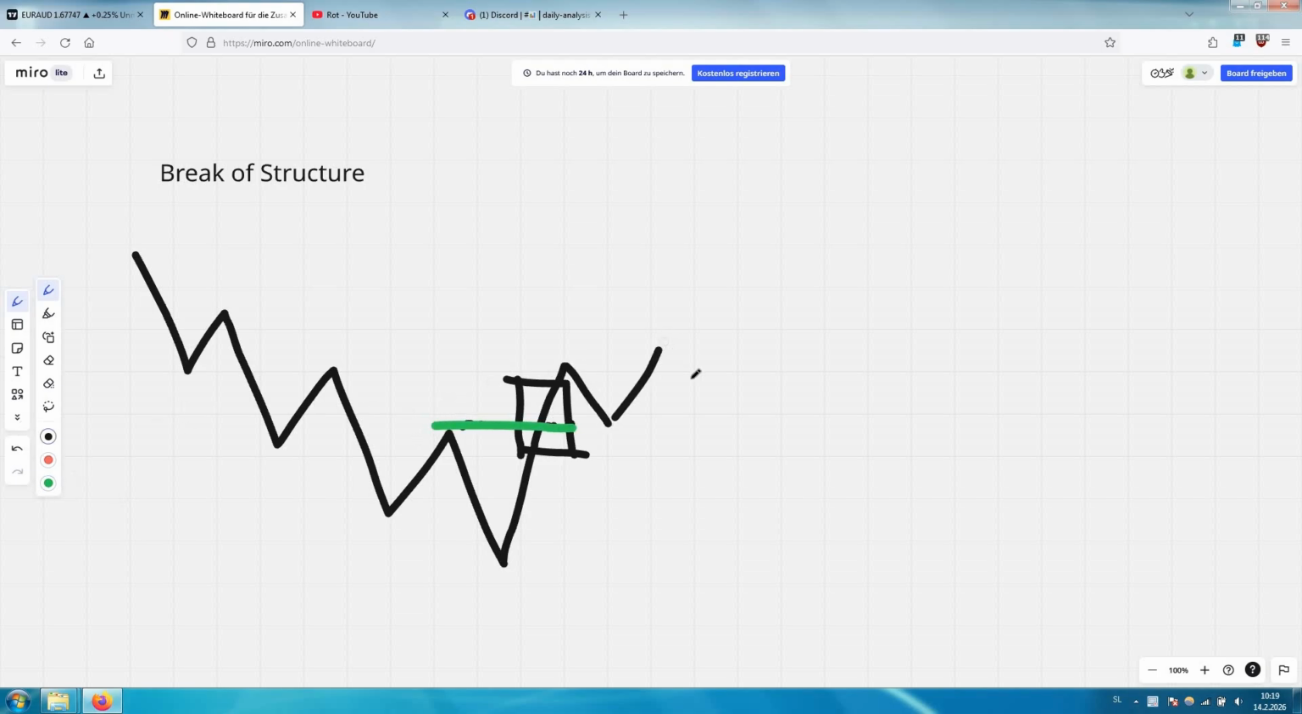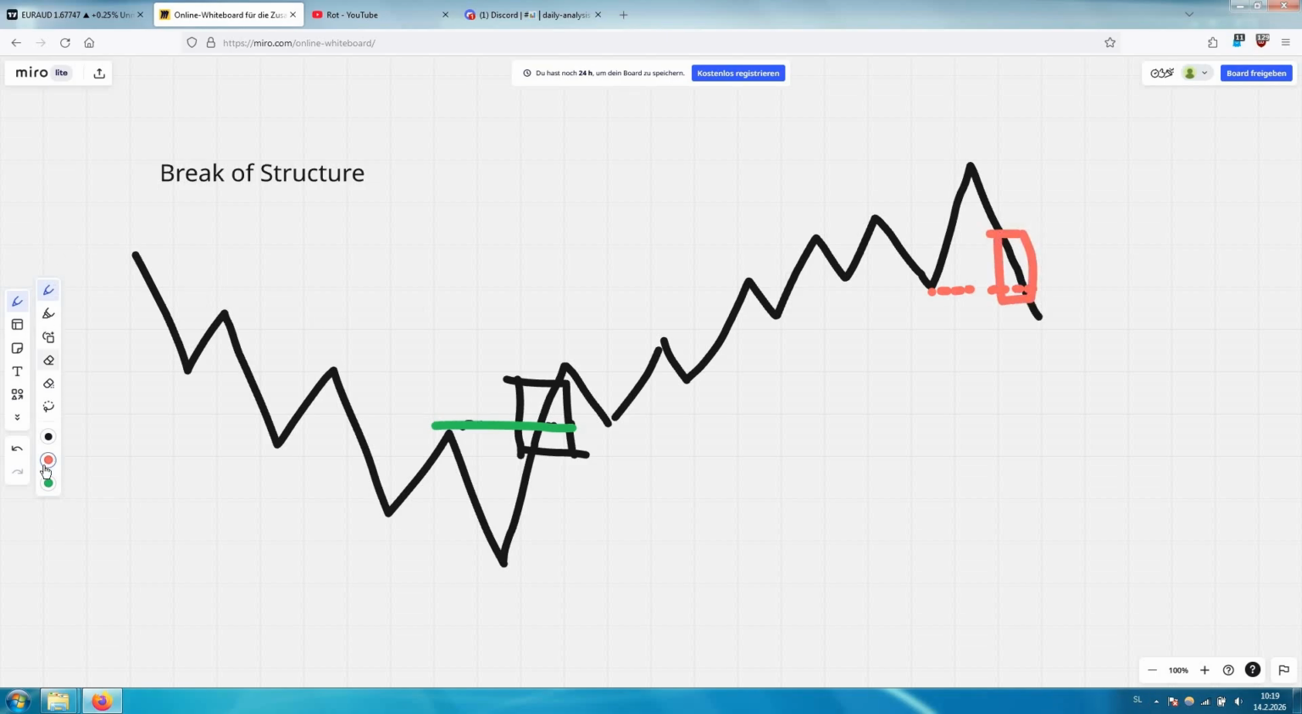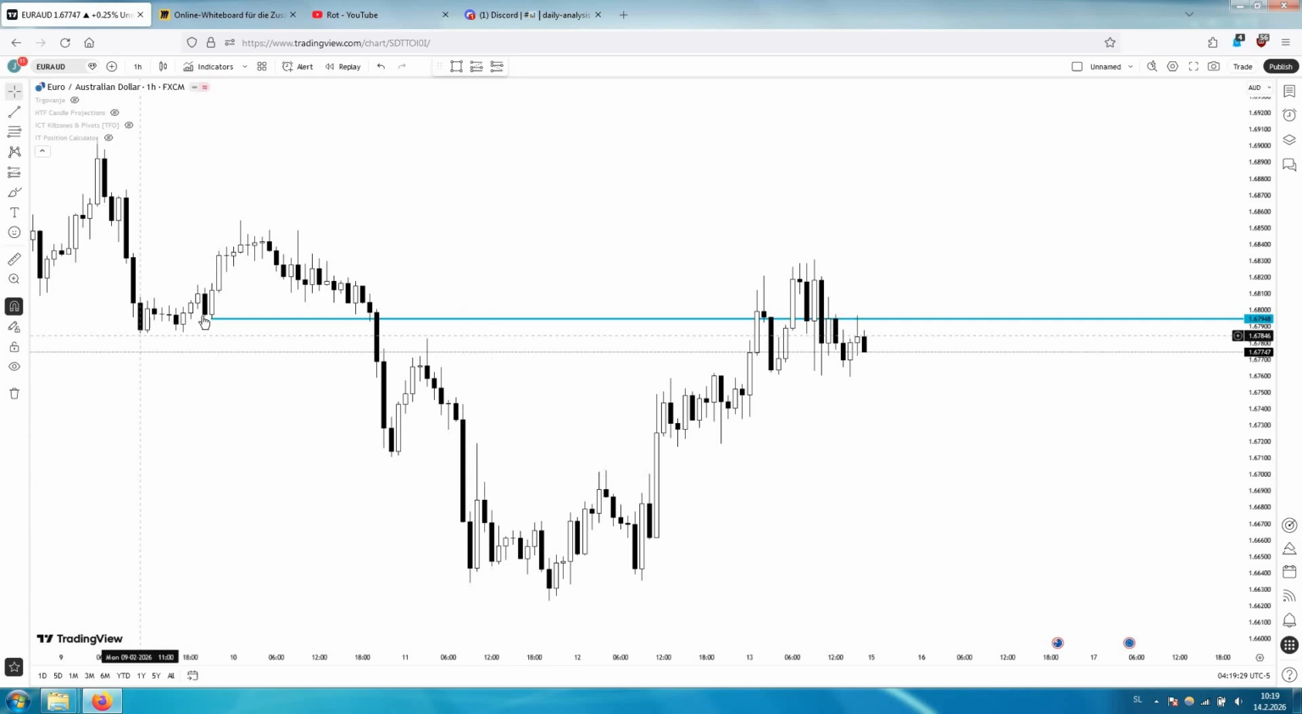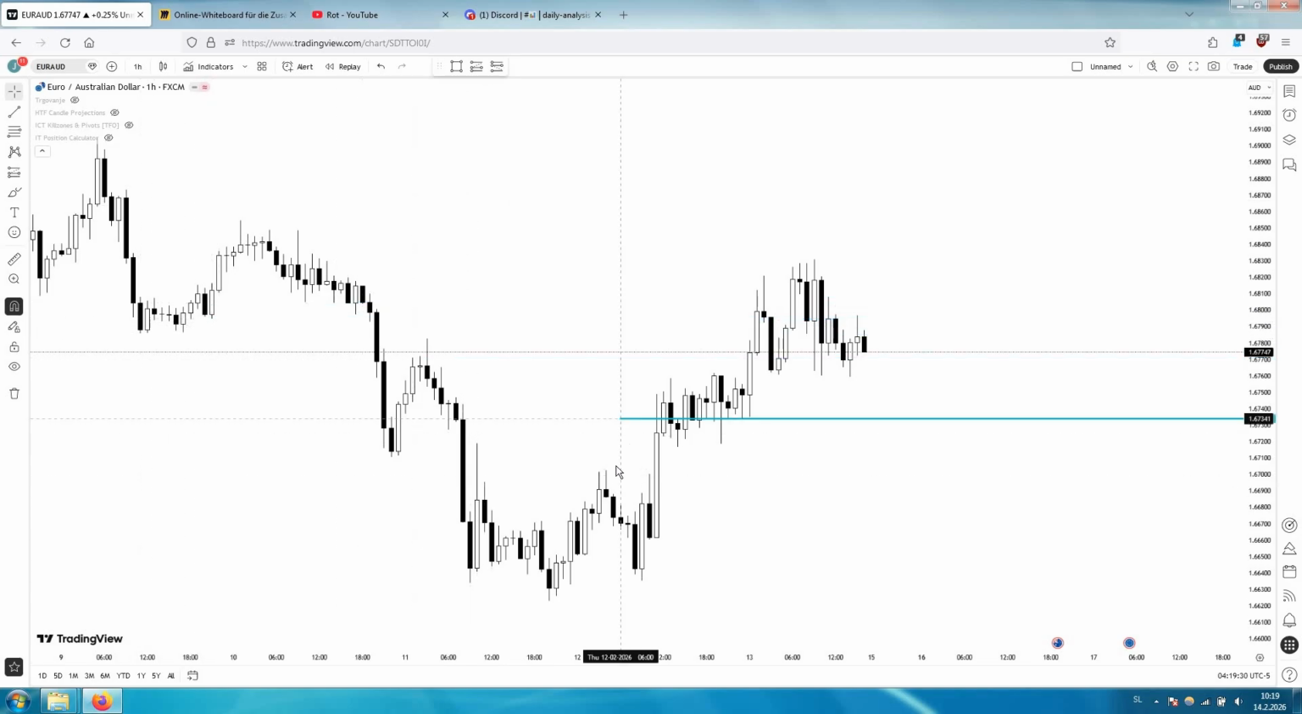And then the same thing would happen with a bearish break of structure. For example, we go up and then we body close below the most recent low. Okay, so here we have the body close, and that changes this into a bearish trend. Okay, this is a bearish break of structure. It's that simple. Let's try to find one more example.